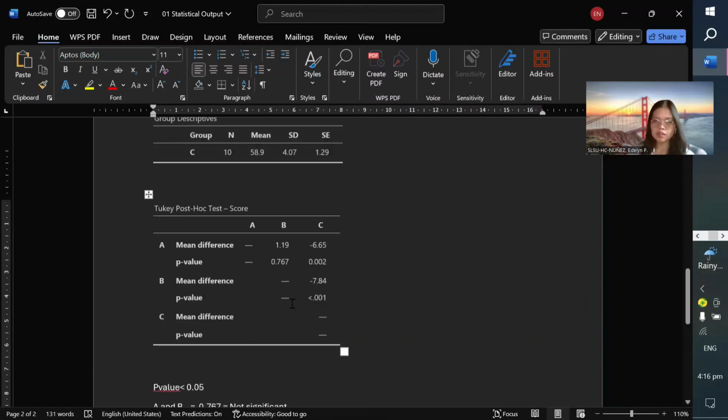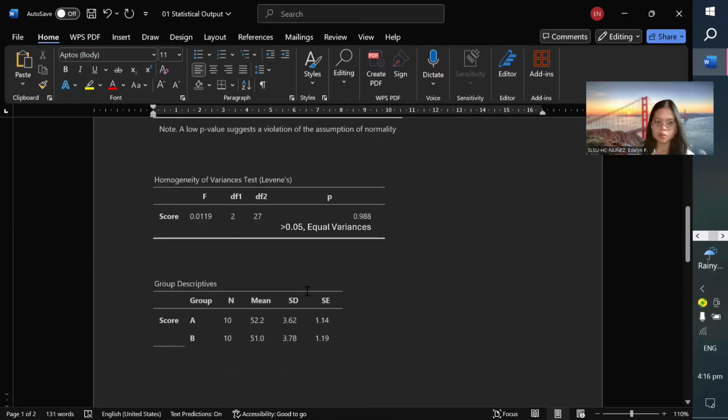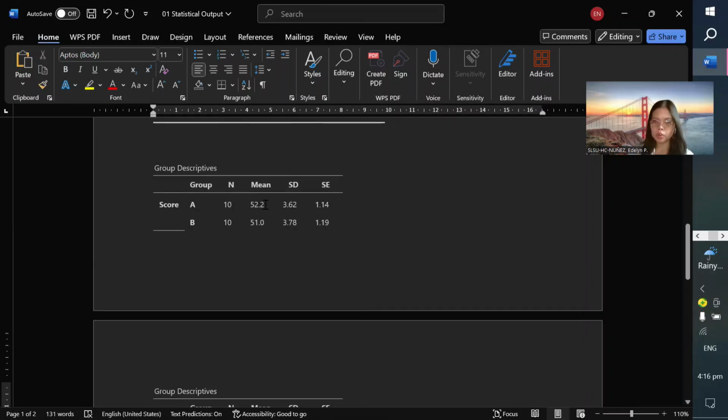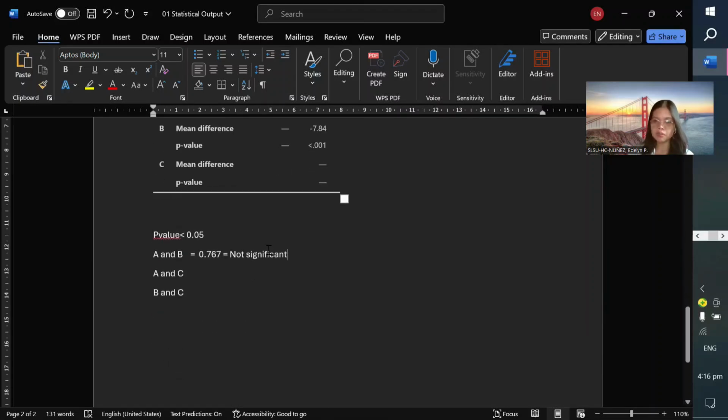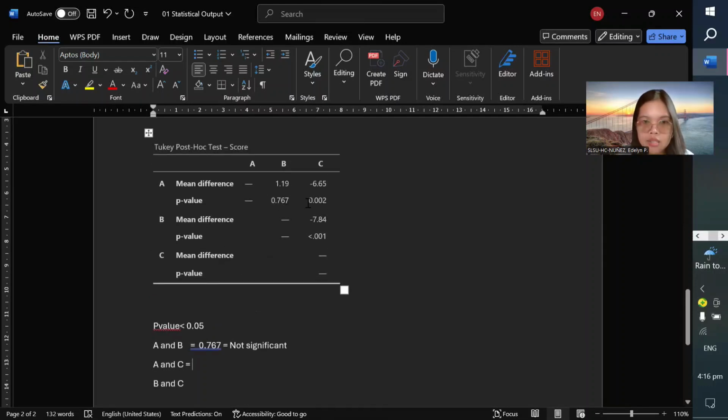If we try to look at the mean here, we have the mean, 52.2, 51.0. They're almost the same, right? That's why their difference is not significant, which means A and B are just the same. Now let's go to A and C. A and C, we have A and C.